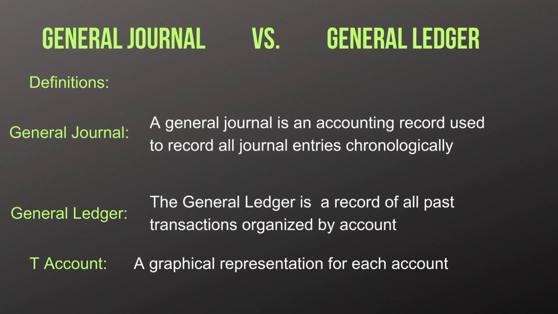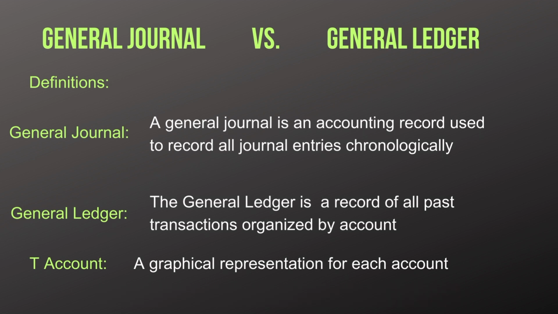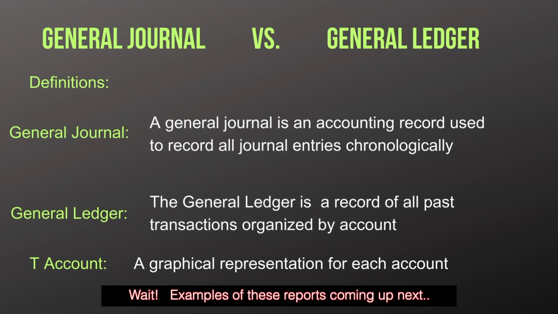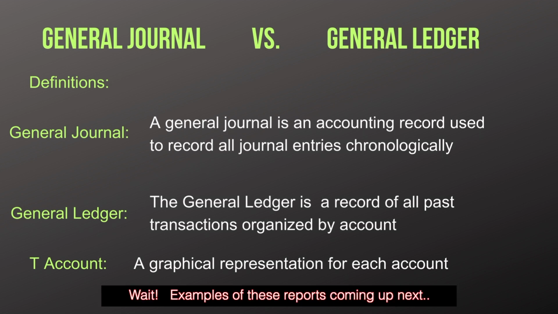Let's take a moment to review some definitions. We have the general journal, the general ledger, and the T account. The general journal is an accounting record used to record all journal entries chronologically. They then get transferred to the general ledger. The general ledger is a record of all past transactions and is organized by account. And the T account is a graphical representation of each account.